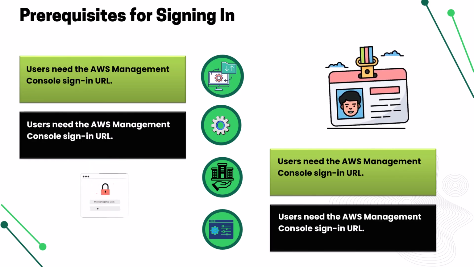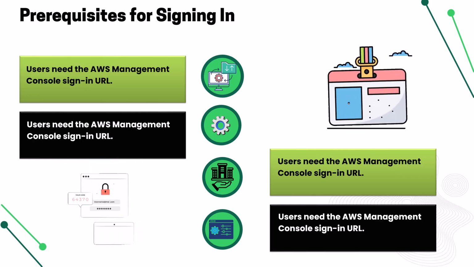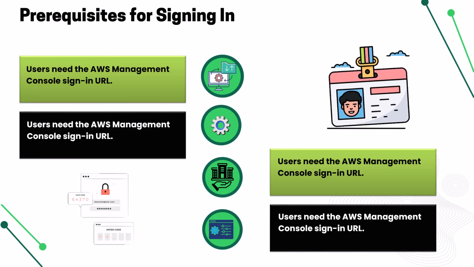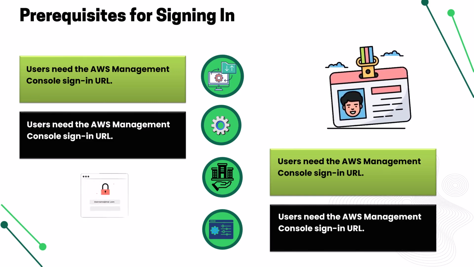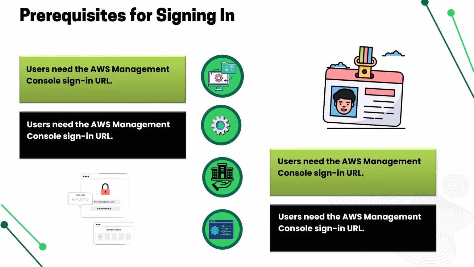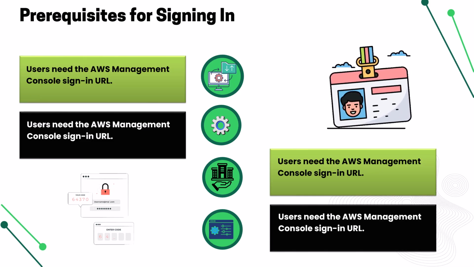Before jumping into AWS IAM, a few key things are needed. First, the sign-in URL, the virtual front door. Then the account ID or alias, the name tag. Username and password, your golden ticket. And if MFA is enabled, it's like a second lock on the door, making things extra secure.